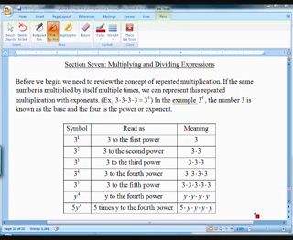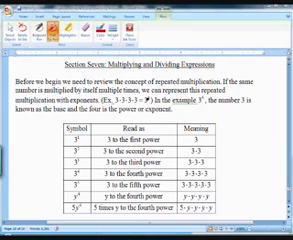Before we begin, we need to review the concept of repeated multiplication. If the same number is multiplied by itself multiple times, we can write the repeated multiplication with exponents. What I mean by that: 3 times 3 times 3 times 3 is the same thing as 3 to the 4th power. We're working with them in the problems. That's the reason I'm having to review them.